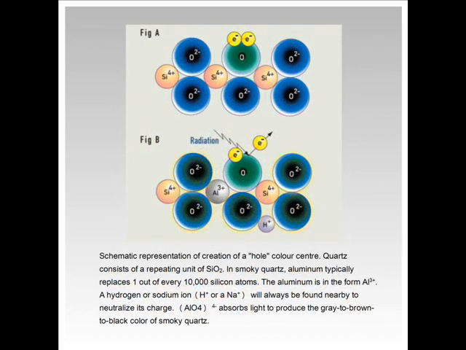Smoky quartz is an example of hole color center. Irradiation of pure quartz will cause electrons to be ejected from some of the oxygen atoms. The electrons will return immediately, so the crystal is colorless. However, the addition of about 1 aluminum atom for every 10,000 silicon atoms in the silicon oxide structure results in a change in the color of the crystal.